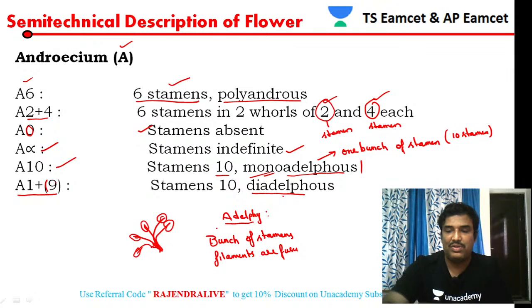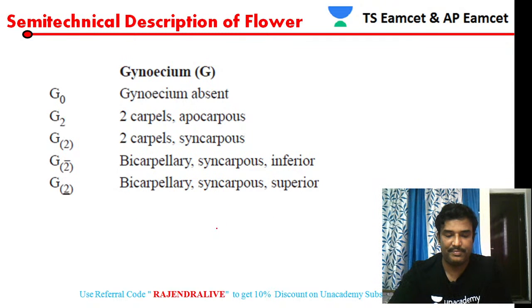Let us see the next one. Let us see about the gynoecium next.